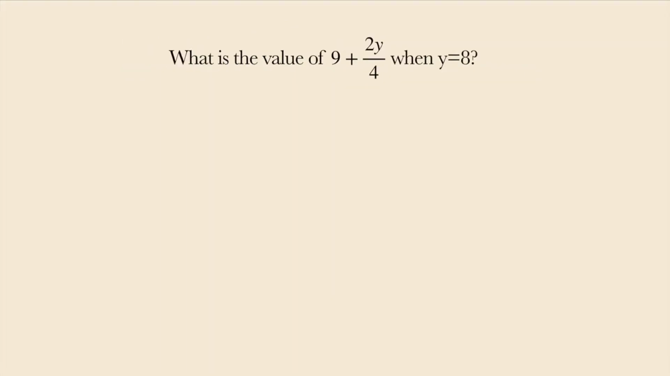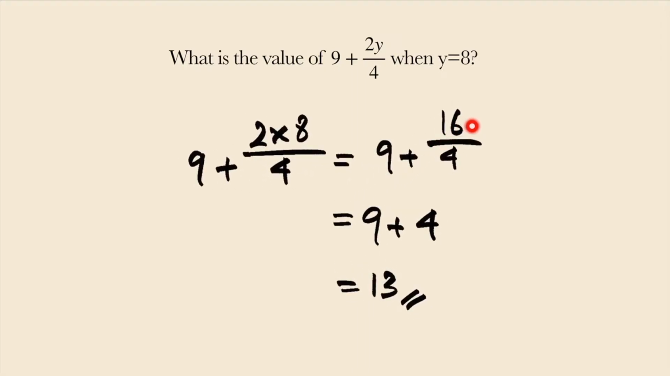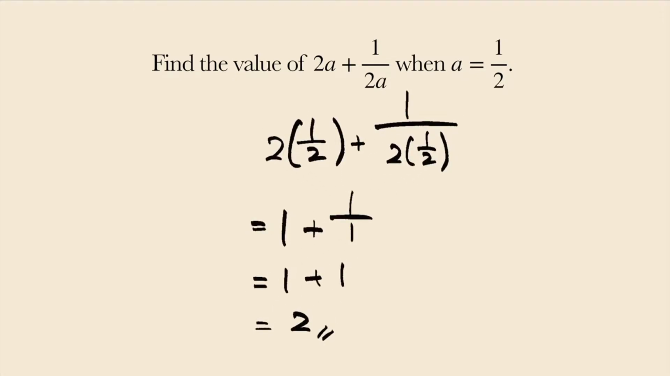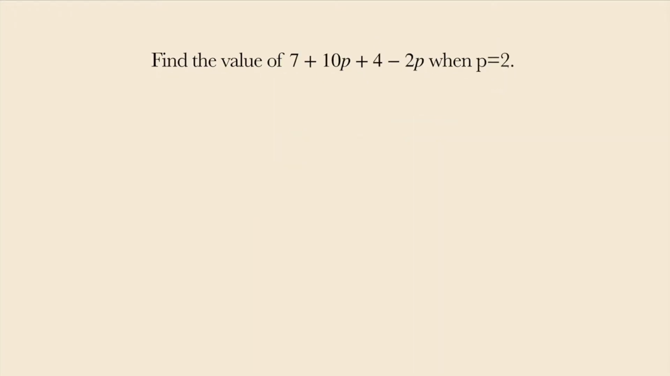So from here, we're going to substitute 8 into this expression. So that's 9 plus 16 over 4, which is 4 over here. So 9 plus 4 gets us 13. Now, we're going to multiply by half. So 2 times half, and then 2 times half here. So 2 halves is actually equal to 1. So this eventually leads to 2 being the answer.